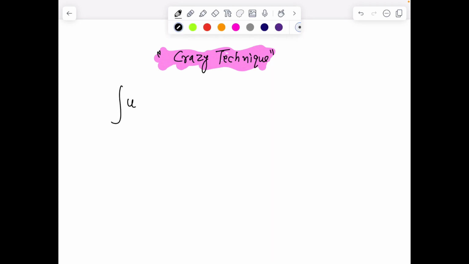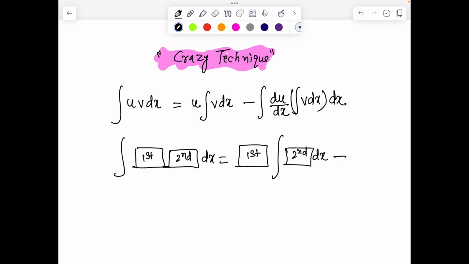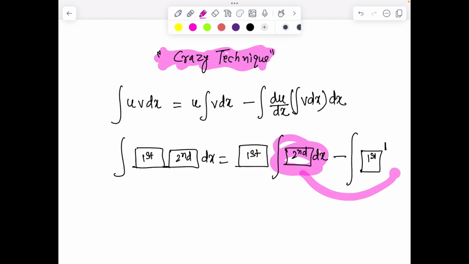As we know, if we need to integrate two functions u and v as a function of x, then from integration by parts we have u integral of v dx minus integral of the differentiation of the first block into whatever is there, that we will copy paste.